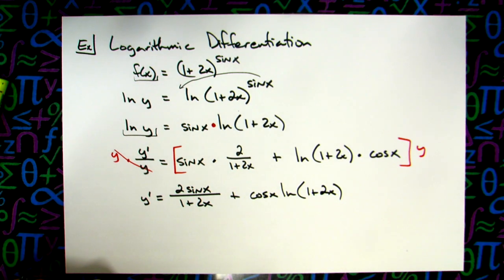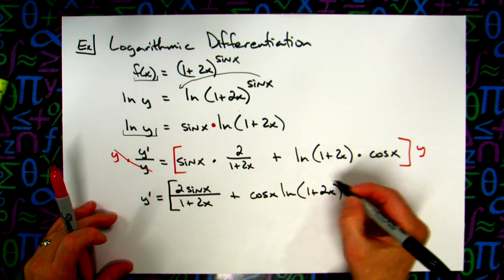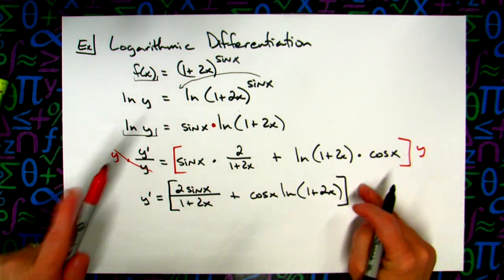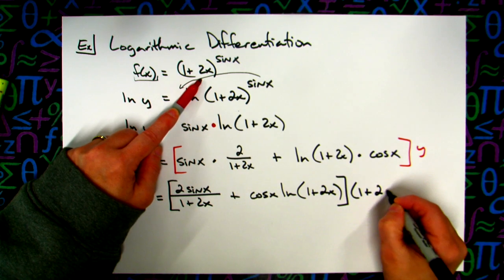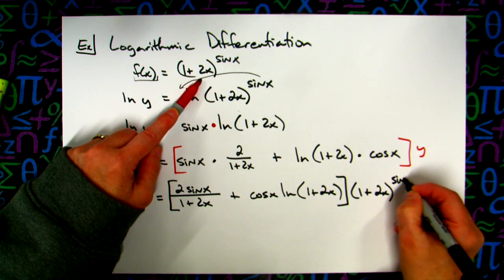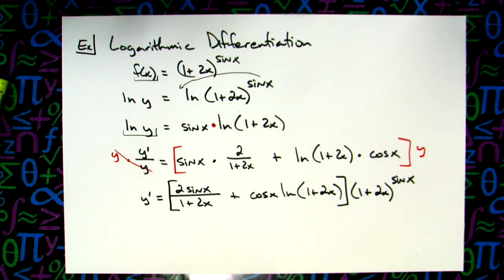Okay, and then can I go ahead and replace y with what it equals? So then this whole entire thing, I can replace y with my original (1 plus 2x) raised to the sine x. Okay. And they are not going to make you go any farther than that.